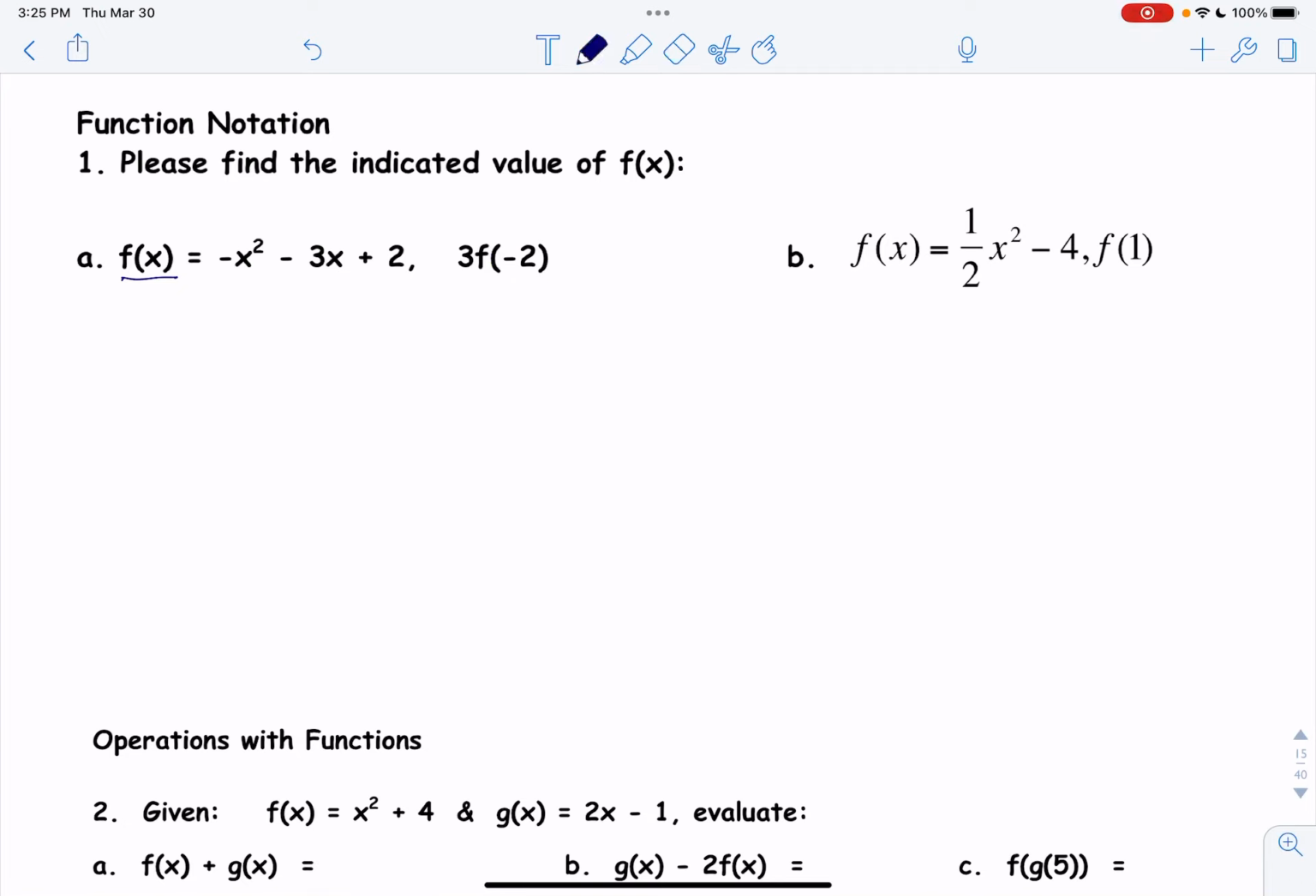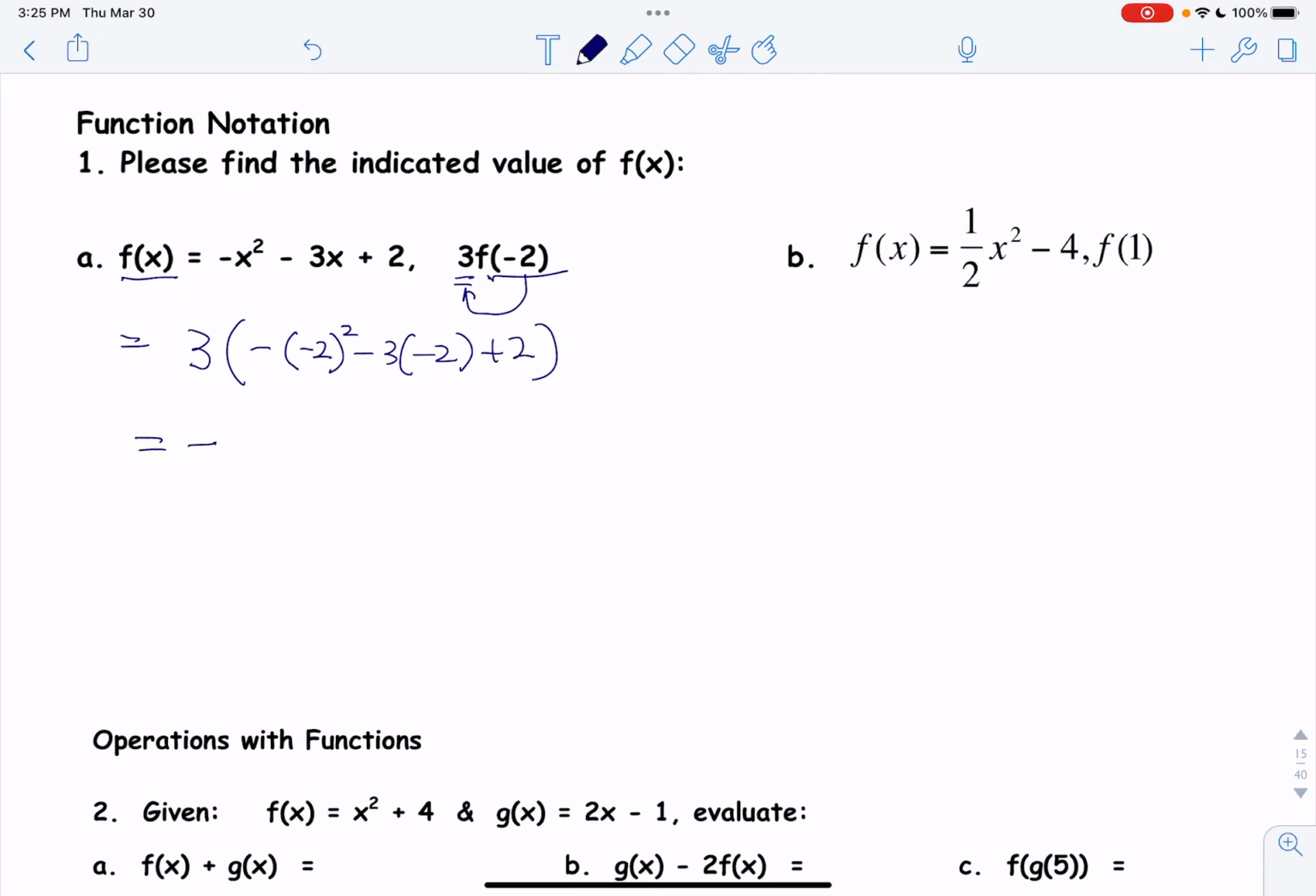So for this one, you need to find f of negative 2, and to that value, you need to multiply by 3. So I will write 3 times f of negative 2, which will be: in the place of x, replace with a negative 2. Negative 2 squared minus 3 times negative 2 plus 2.